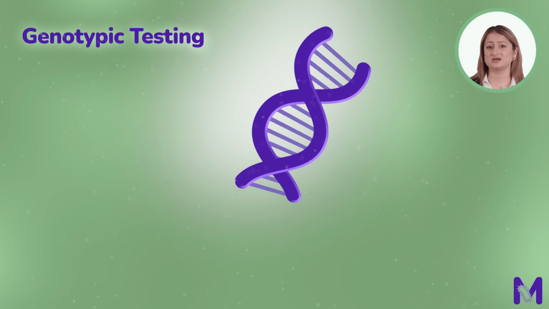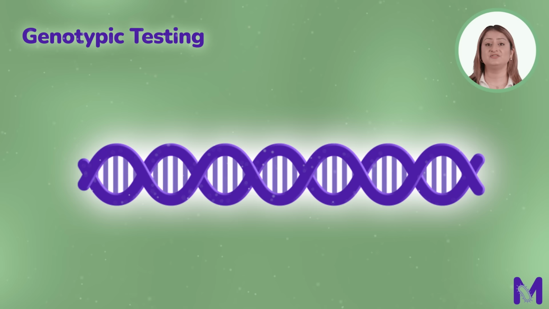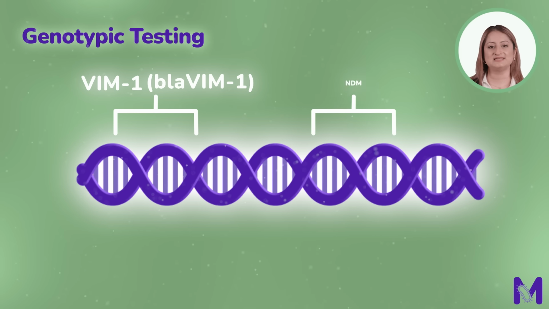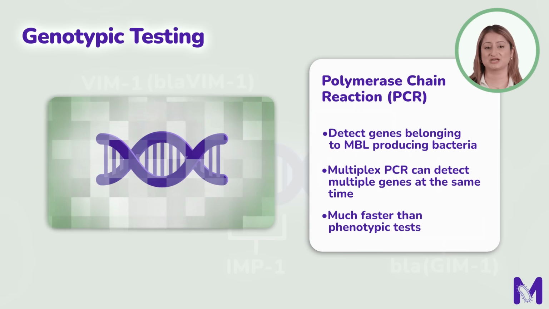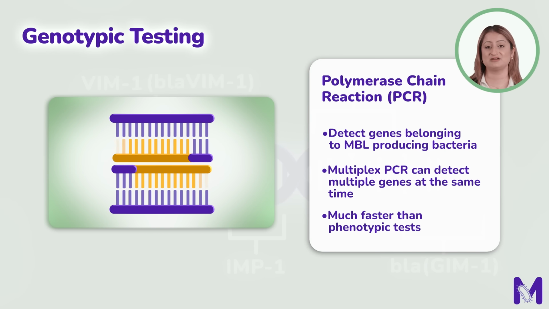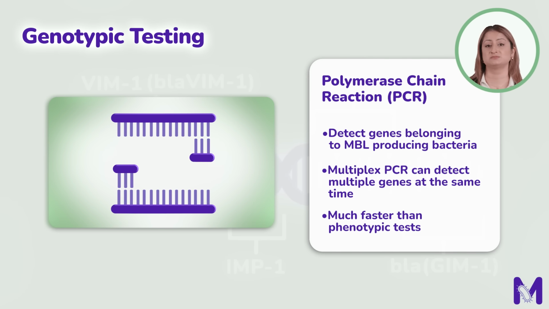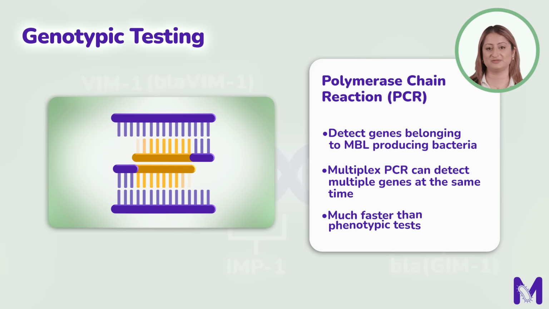In Module 1, we discussed some of the genes that are responsible for MBL production in bacteria. These include VIM1, otherwise known as BLA-VIM1, NDM, BLA-GIM1, and IMP1. We can use a polymerase chain reaction, or PCR, to detect these genes and confirm the presence of MBL-producing bacteria. Multiplex PCR can also be used to detect multiple genes at the same time. PCR genotypic testing can be done in a much shorter time frame than phenotypic tests.